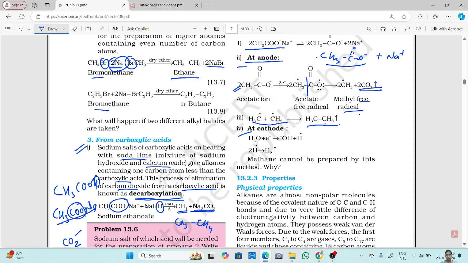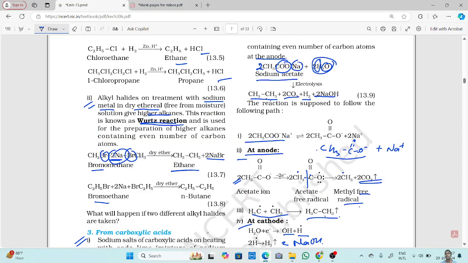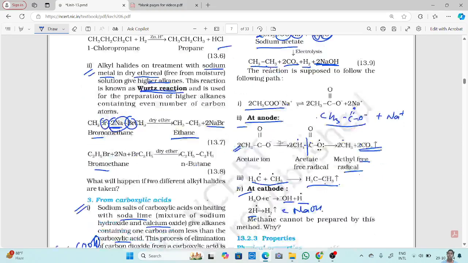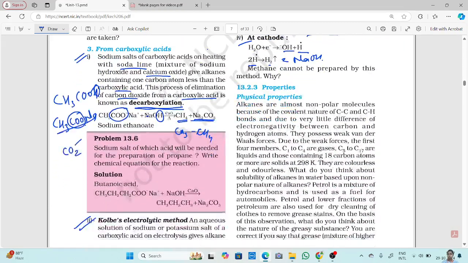What happens at the cathode? At the cathode, you have a water molecule, it takes 1 electron and becomes OH minus and H plus. Now both the H plus will combine and form H2, and the OH will combine and form NaOH. Okay, 2 molecules of NaOH which is later released. Okay, this is the mechanism of the reaction.